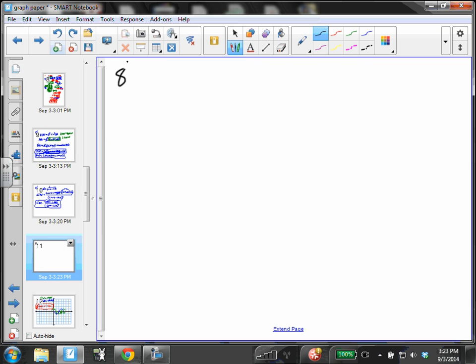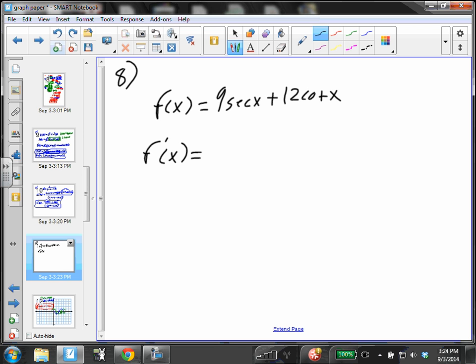Let's look at number 8. Okay, I'm going to backtrack and look at number 8 right here just to try to get another point across. Okay, so 8 is f of x is equal to 9 secant x plus 12 cotangent x. Now, f prime of x would be equal to, how do you take the derivative of 9 secant x? You can use the product rule, okay?